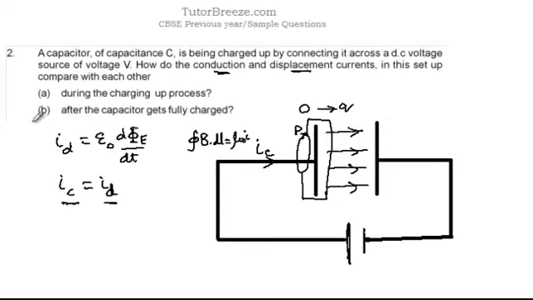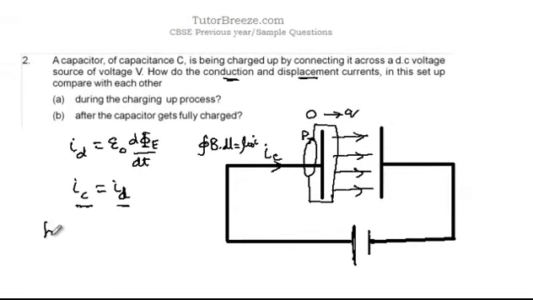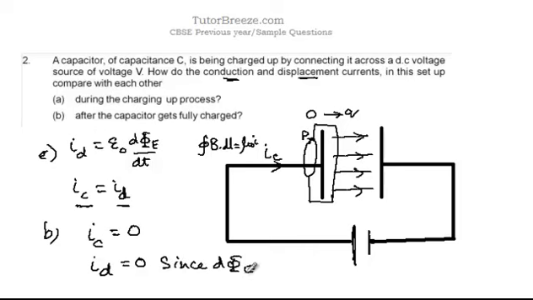The situation is much simpler for the second part of the question. In that case, the capacitor is already fully charged. So when the capacitor is fully charged, the conduction current is going to be 0 and the displacement current is also going to be 0, since there is no changing electric flux between the plates of the capacitor.